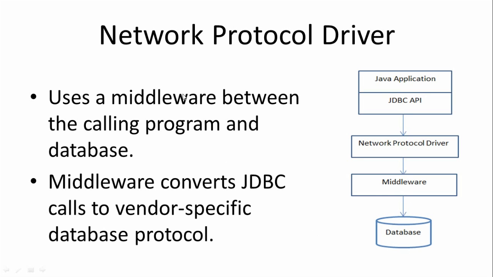Next we have the network protocol driver. Now the network protocol driver doesn't directly convert our JDBC calls. It uses a middleware between the calling program and the database. Okay, so this Java application is the calling program and this is our database. So the network protocol driver makes use of a middleware. Okay, and this middleware is basically any application server. So the middleware converts the JDBC calls to vendor specific database protocol. Okay, so this is how a network protocol driver works.